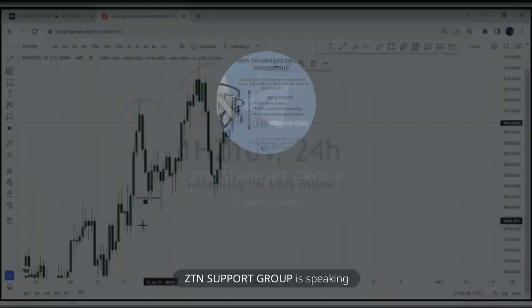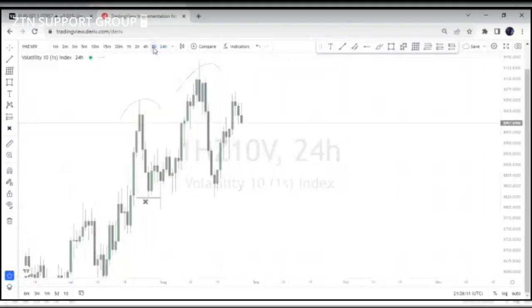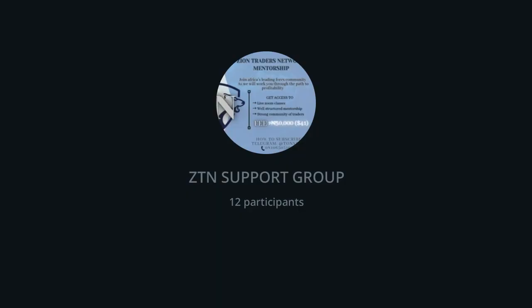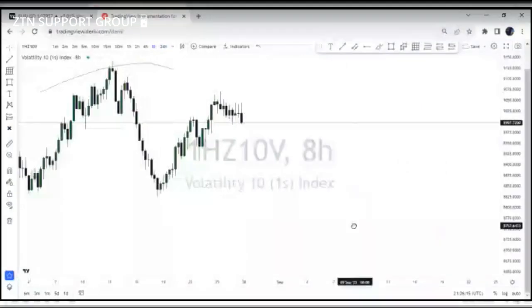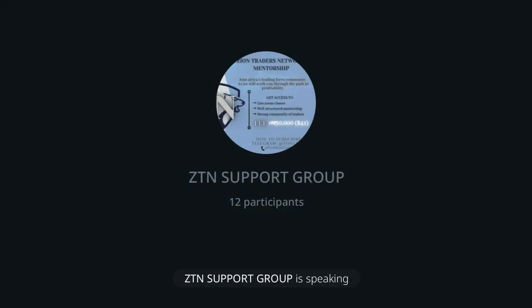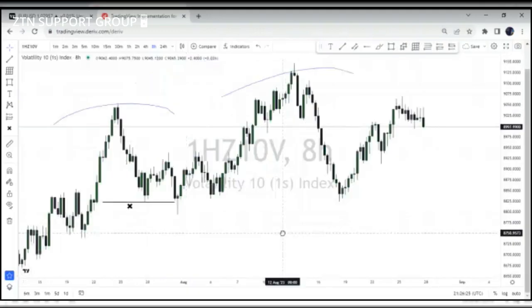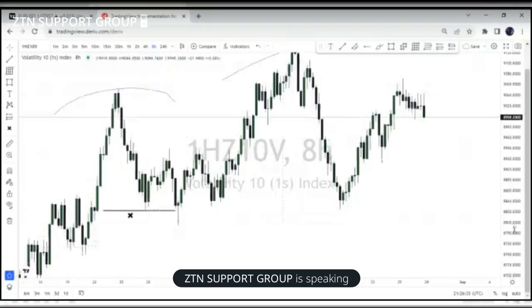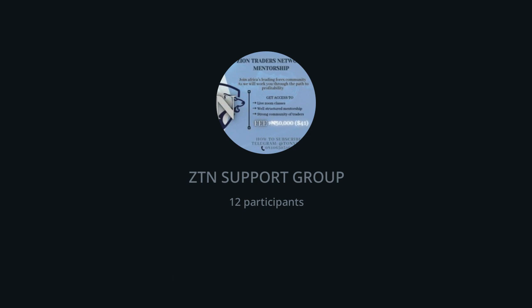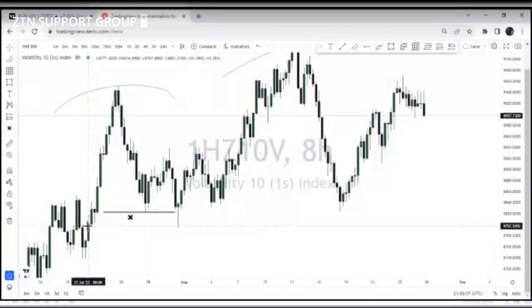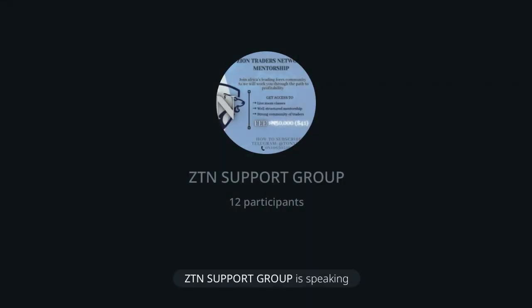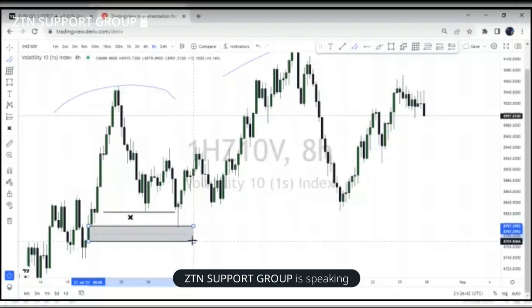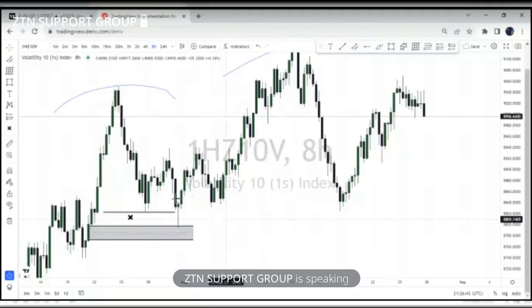Let me see something on 8 hours. So I want to show us something. Can you see that there was an IPA here? So let's mark that out. Can you see how it swept liquidity, tapped this IPA, and boom.